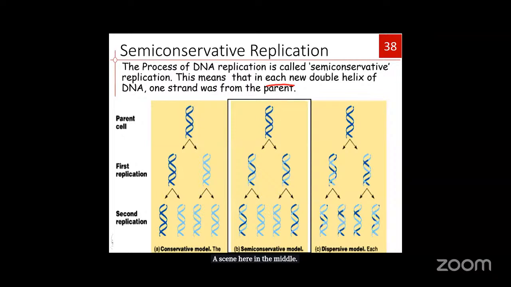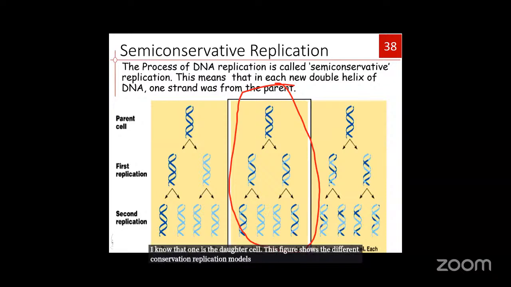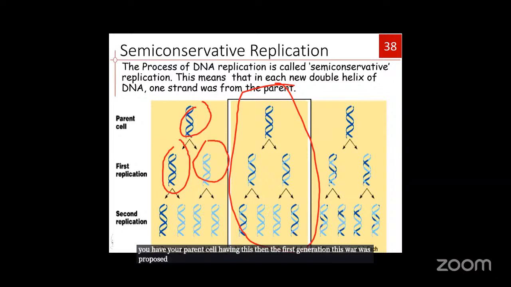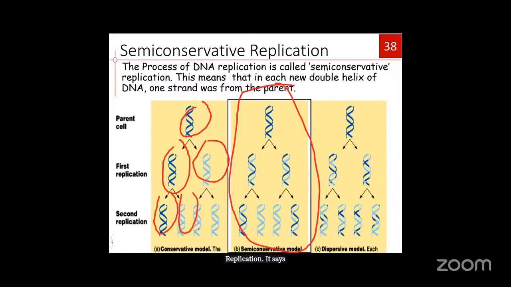This is the model that DNA replication follows, whereby in each new double helix of the DNA, one strand is from the parent and the other one is new. This figure shows the different replication models, right? This one is the conservative model where you have your parent cell having this. Then the first generation, this is what was proposed. Then when each of these goes into replication, this is what will be formed, right?